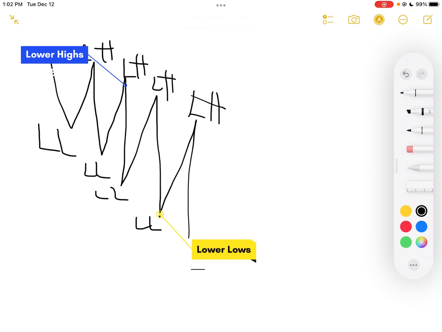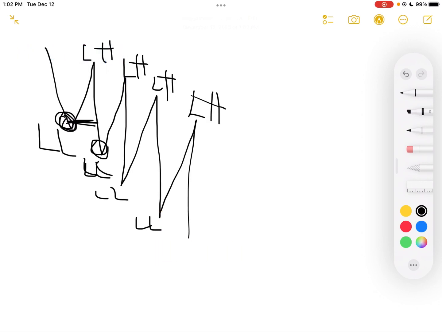Now again, why is this called lower lows? This low right here is lower than this last low, that's why it's called a lower low. And this high right here is lower than this high, that's why it's called a lower high. Same here, lower low because it's lower than this low, and lower high because it's lower than this high. So actually, that's all there is to this.